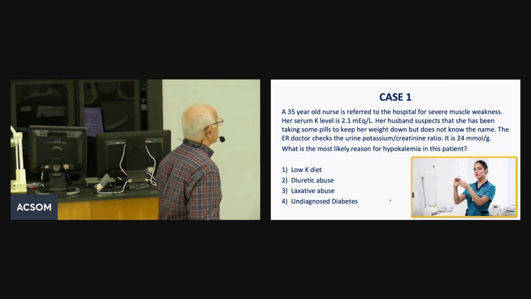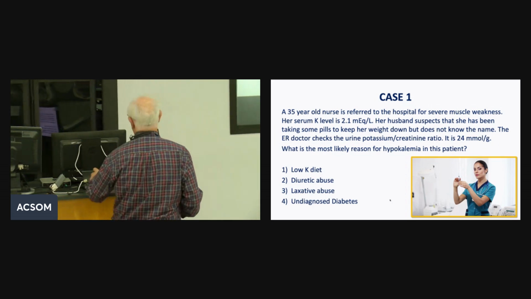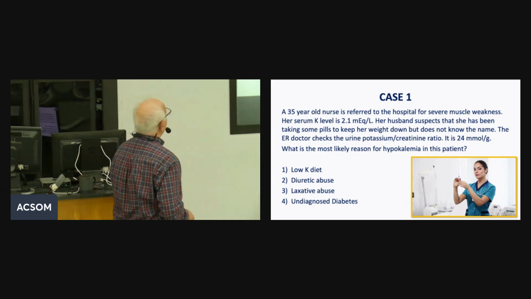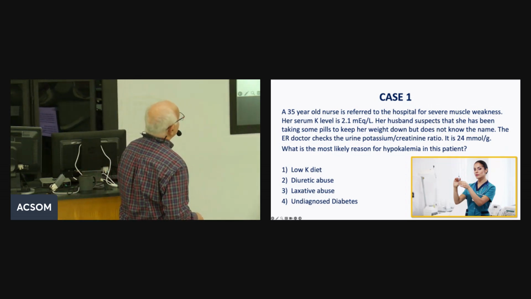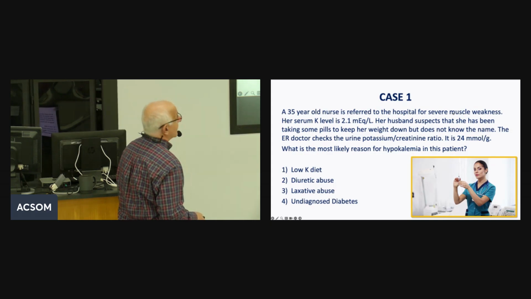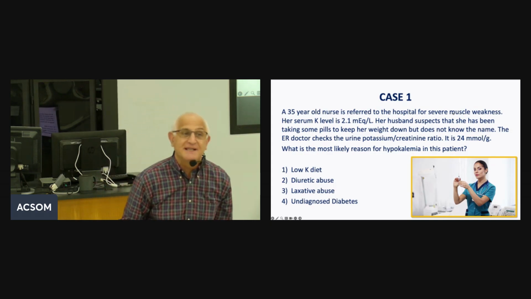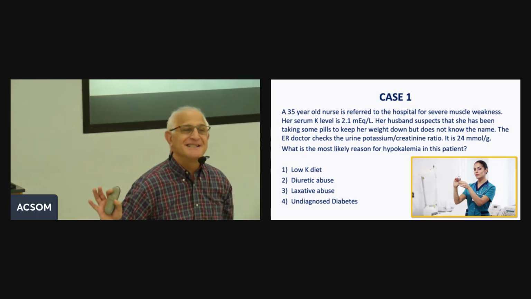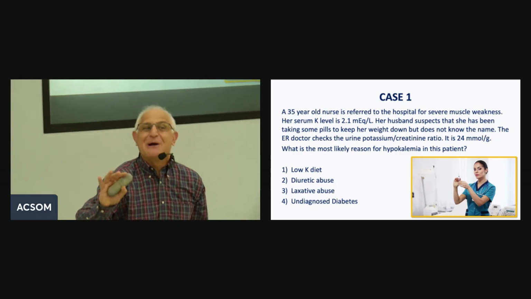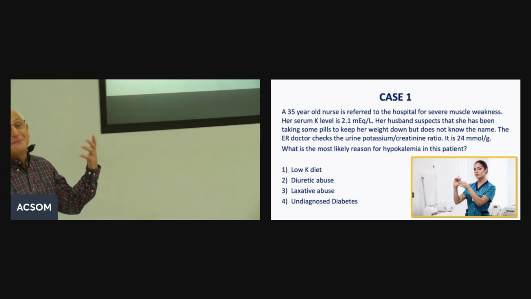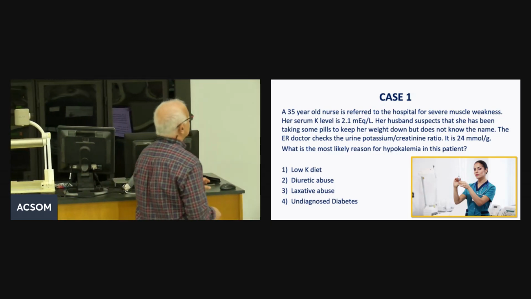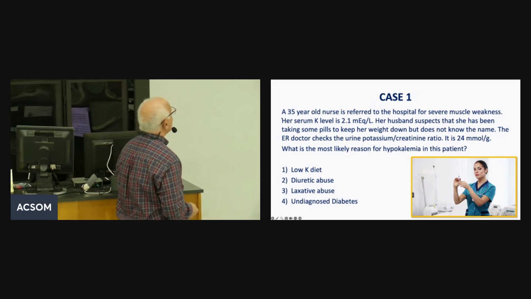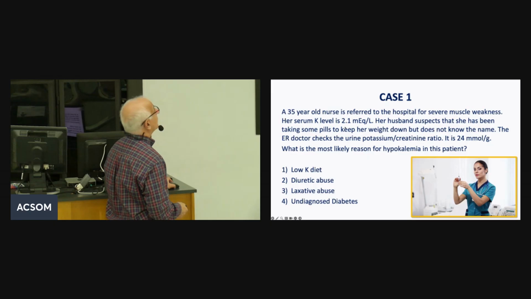So, a 35-year-old nurse is referred, and this is a USMLE case actually. A 35-year-old lady comes for severe muscle weakness. What do you think of muscle weakness for a nephrologist? Potassium something, right? At least I keep it at the back of my mind when somebody says potassium, muscle weakness. Her serum potassium level is 2.1.